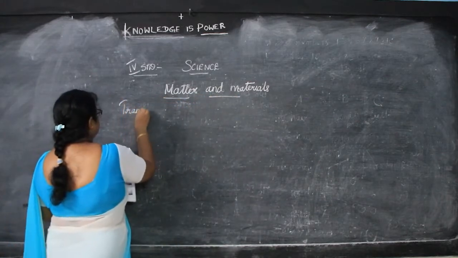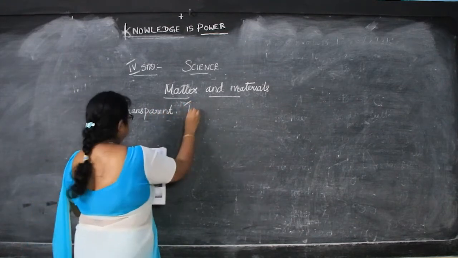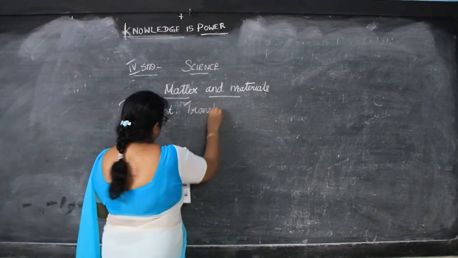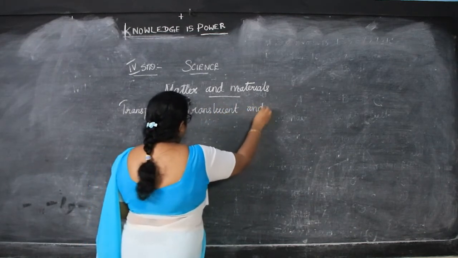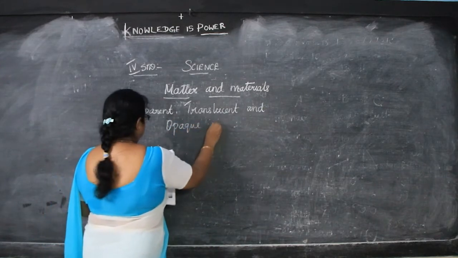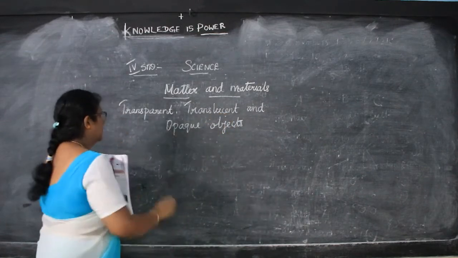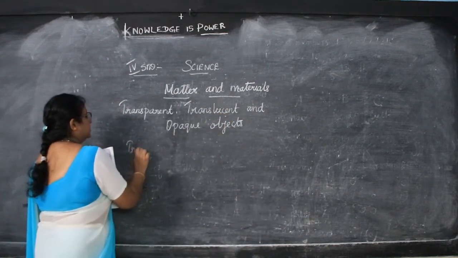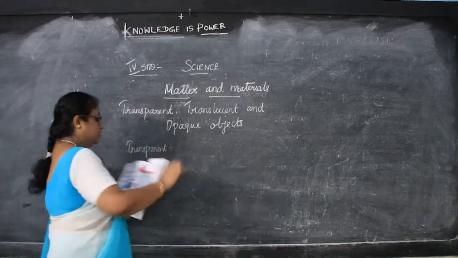Transparent, translucent and opaque objects. Okay. Now first we will see about the transparent. What is transparent?